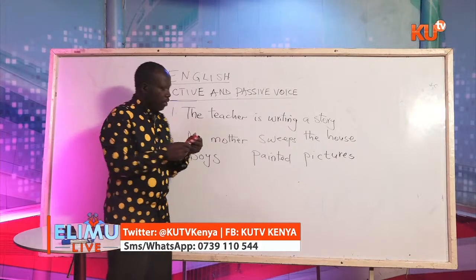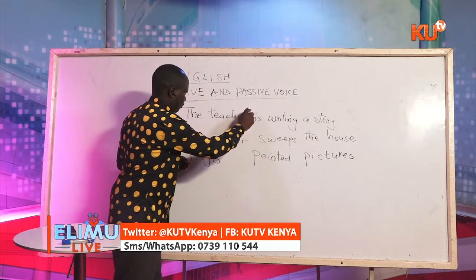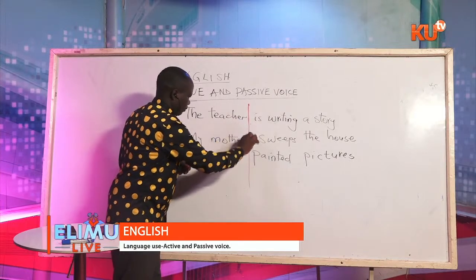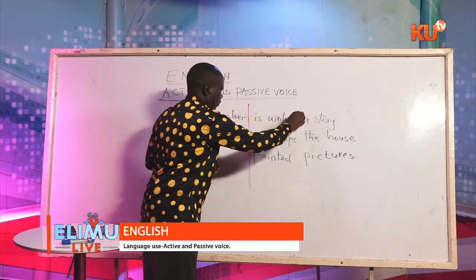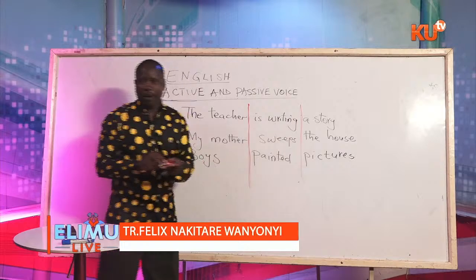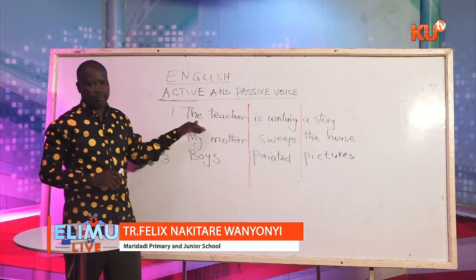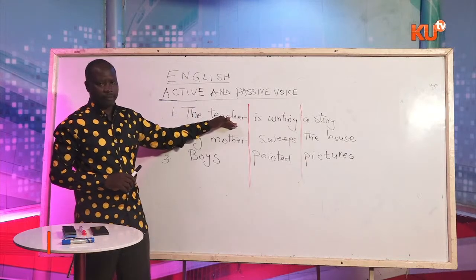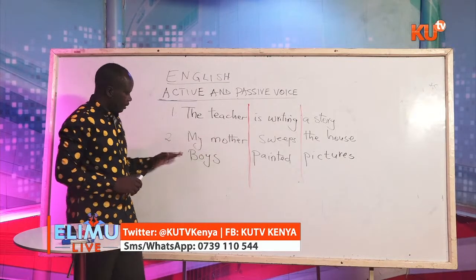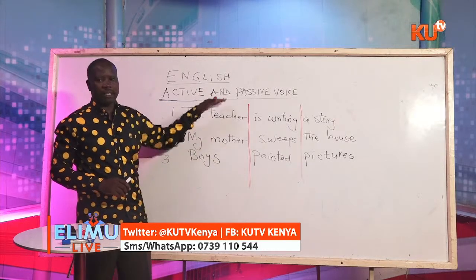Now, I want to break each of them. I've broken them into 3 parts. Let's go to the first sentence. We have the teacher. Then the second sentence, my mother. In sentence number 3, boys. So this is the first part of each of the sentences.